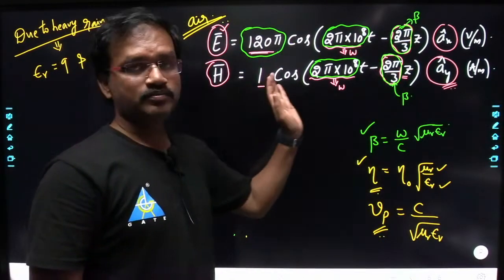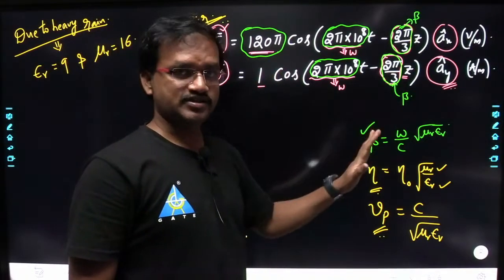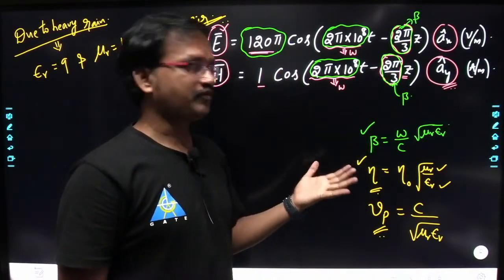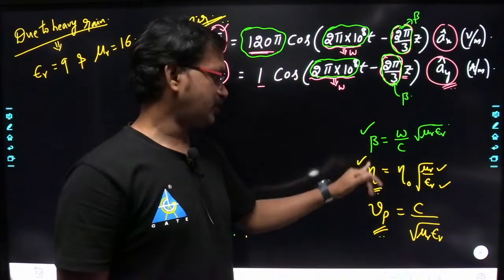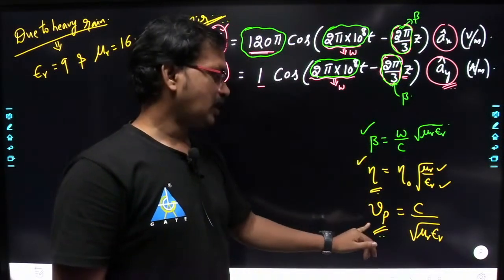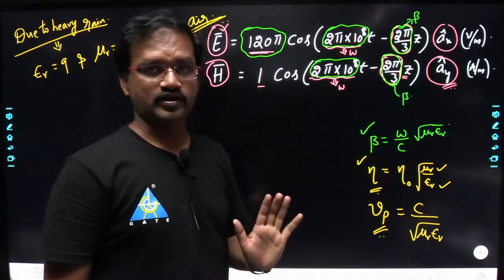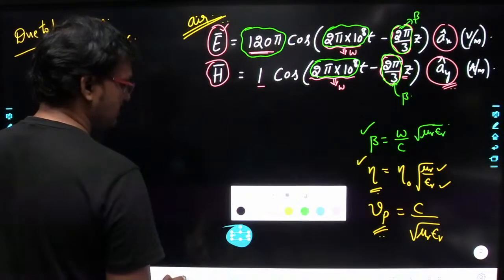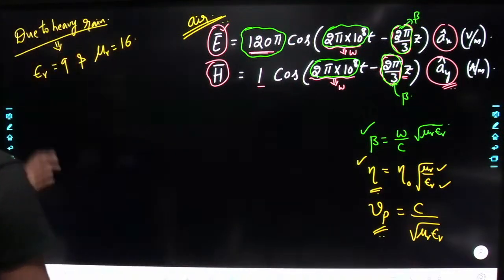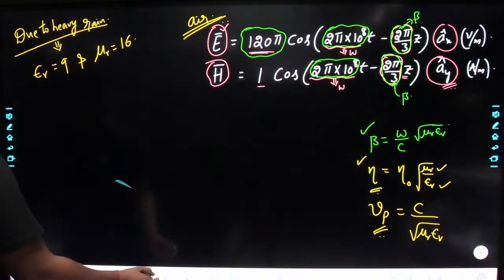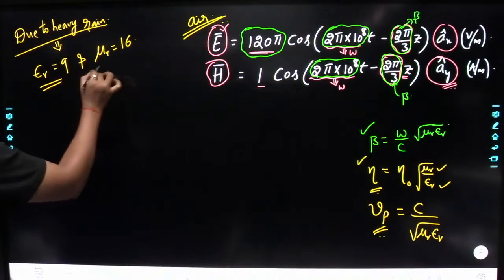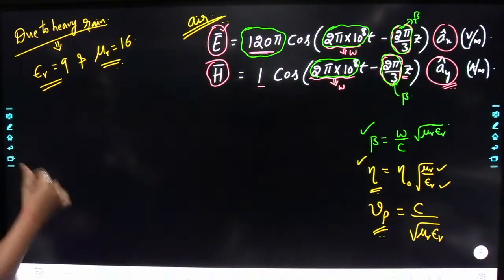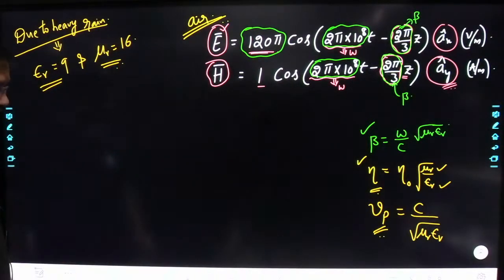So if the medium properties change, then which parameters are going to be affected here? Beta is going to be affected, eta is going to be affected, and phase velocity is also going to be affected. Understood? Okay. So these things you have to keep in mind. Now, due to this heavy rain, the medium properties have changed. Now in this medium you have to write down the expressions for electric field and magnetic field.